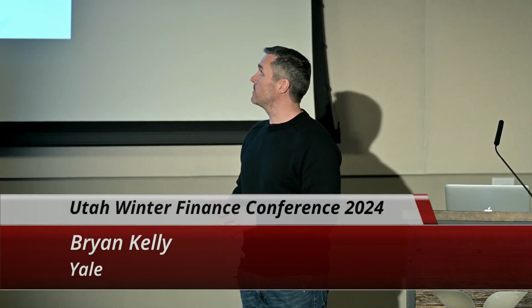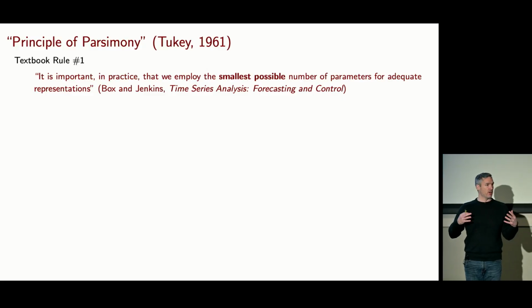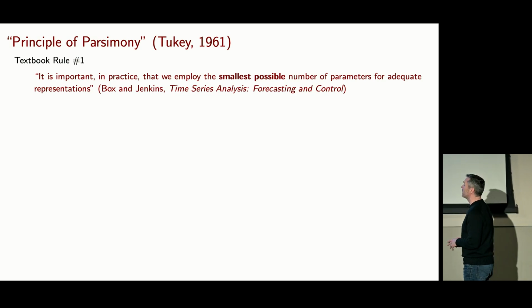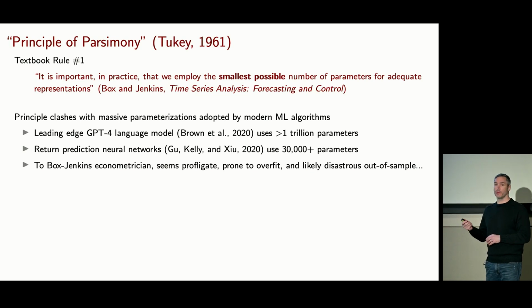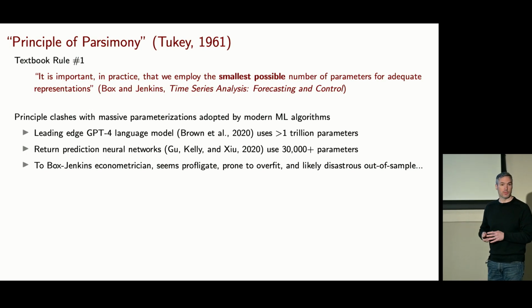I started with this slide last year. I want to do it again. Most people that were trained in our generation were trained on this idea of the principle of parsimony. I have this quote up here from a famous time series textbook. It's important that we use small representations for models. But this principle clashes with modern machine learning, right? We have very successful models that exist that fly in the face of the principle of parsimony.